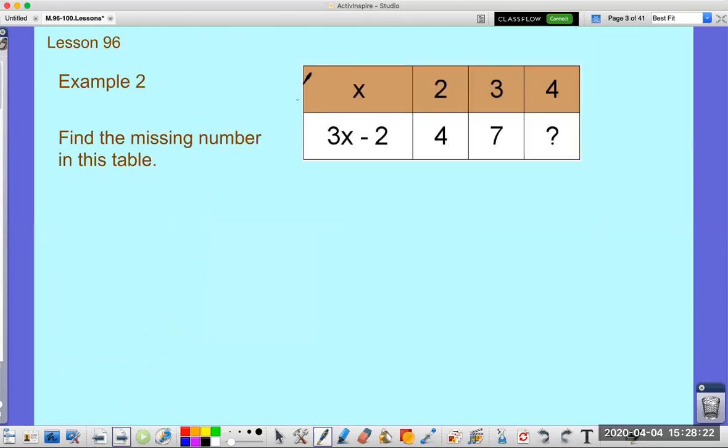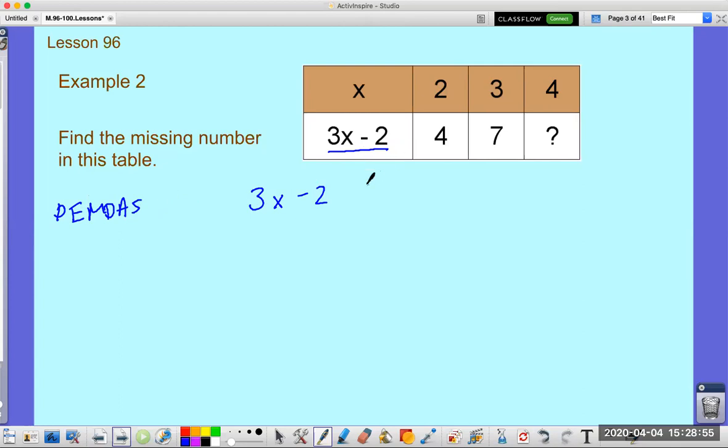Example 2. Here I have the function. They're giving us the function, or the formula. So the function is 3 times x minus 2. Remember, you have to do please excuse my dear Aunt Sally. Forgot the D, let me go back. My dear Aunt Sally, PEMDAS.